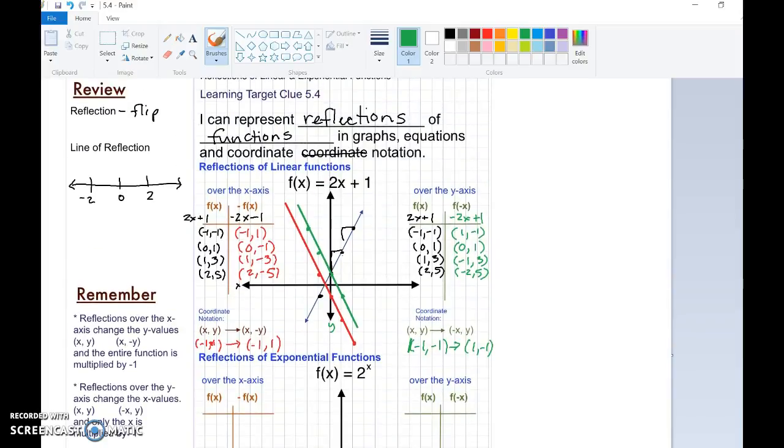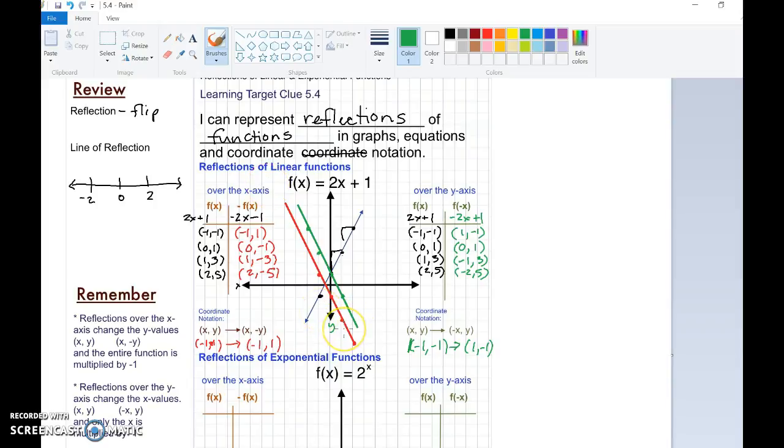So what we did was we reflected a linear function. We had 2x plus 1 and we reflected it. It's this blue one here. We reflected it first over the x-axis, and when we reflected it over the x-axis, every point flipped to the other side of the x-axis. So if it was above the x-axis, it now went below the x-axis. And what we got was this red line.